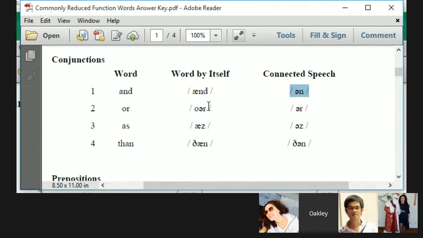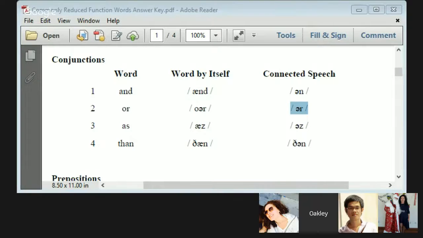Number 2, our word is "or." Okay, so what would it sound like? "Er." Yeah, that's pretty good. I didn't know if you were saying the word or just saying, I don't know. Yeah, no, you're absolutely correct. I'm joking around with you.